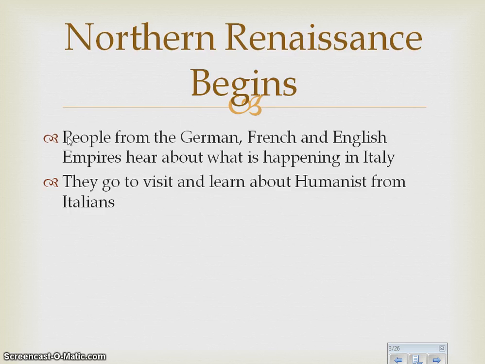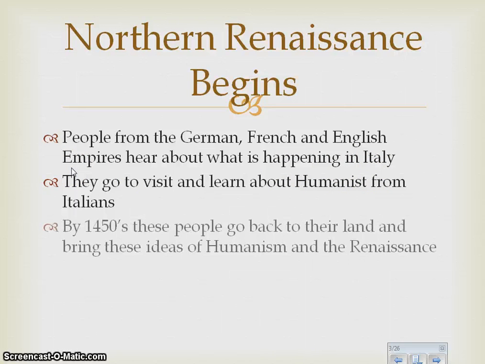What they start to do is go and learn about what is happening in Italy, because at this time, Italy is doing really well. They want to learn why Italy is doing so well. So people are sent to Italy and they learn about humanism from Italians. By the 1450s, these people go back from Italy and bring the ideas of humanism and the ideas of the Renaissance.